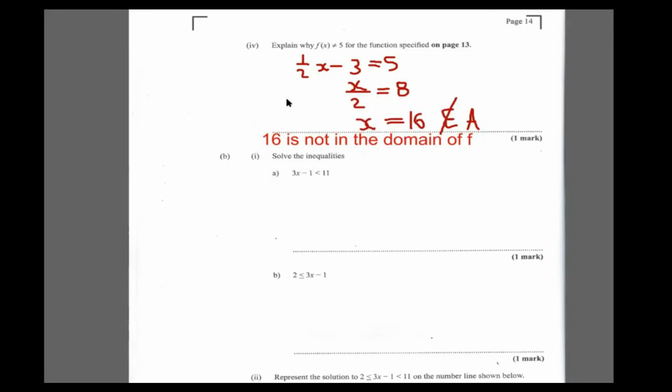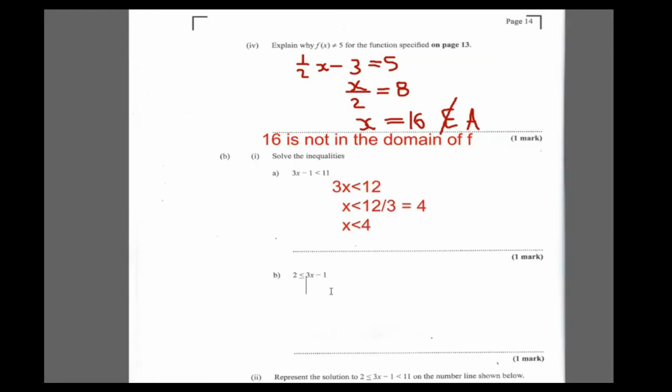Now it says solve the following inequalities. Very easy. 3x minus 1 is less than 11. So add 1 to both sides to say 3x is less than 12. Now we can divide both sides by 3 to get x is less than 12 over 3, and 12 over 3 is equal to 4. So x is less than 4. Nice and easy. That takes care of part A.